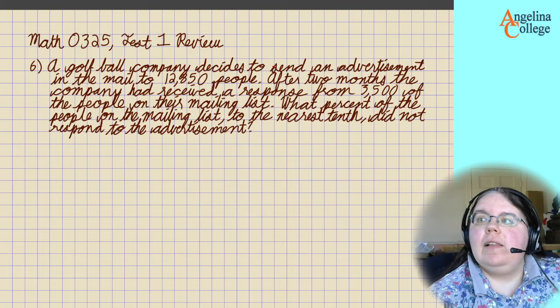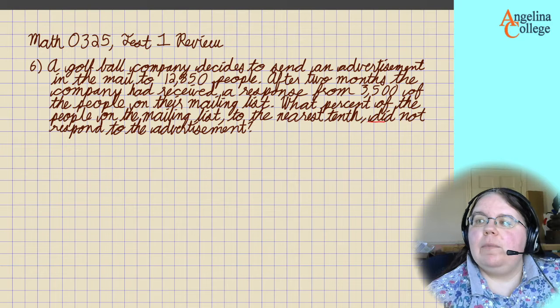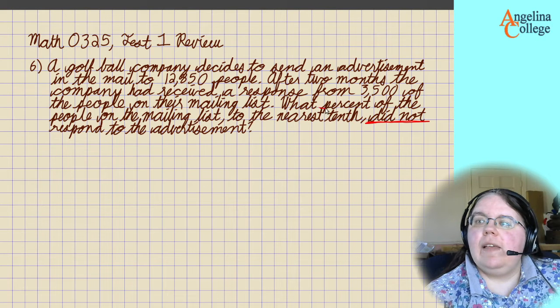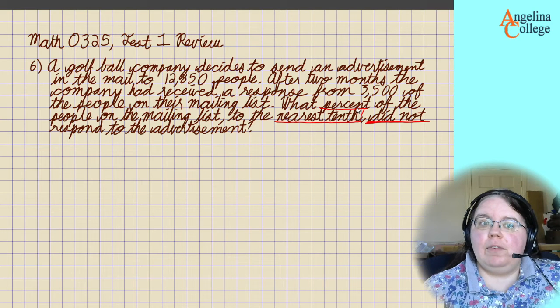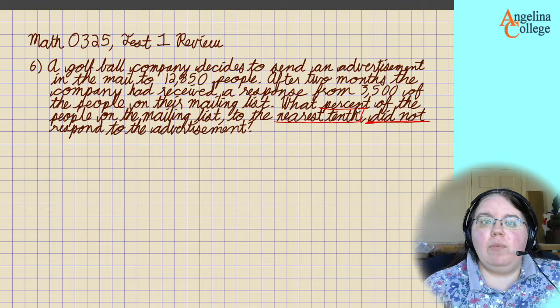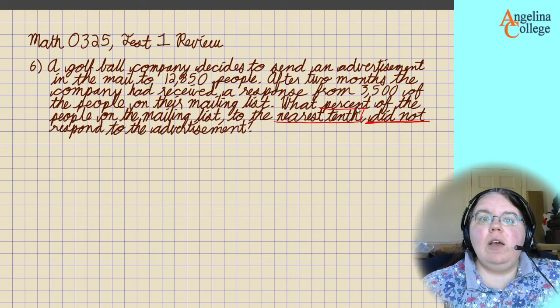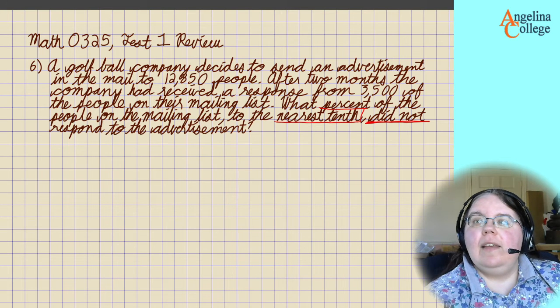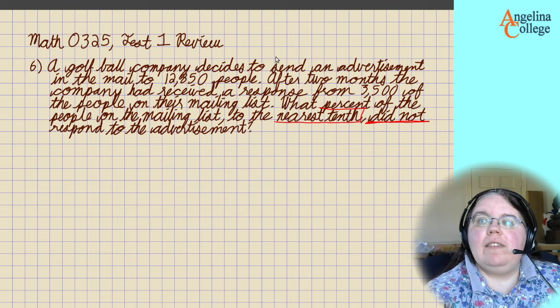First of all, we're looking for the number that did not respond. Second, it's asking us to calculate a percent to the nearest tenth. So that will be the nearest tenth of a percent. So we will turn it into a percent first and then round to the nearest tenth of that, rather than rounding to the nearest tenth and then converting it to a percent. That's like an order of operations there.